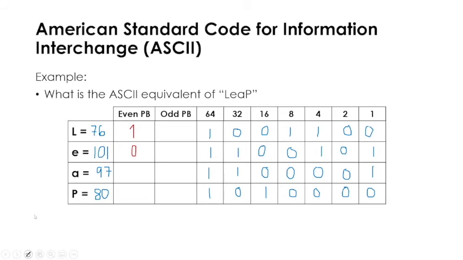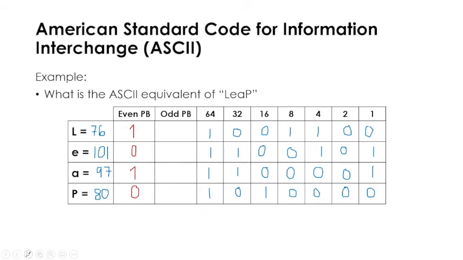Next, for the small letter A, we have 1, 2, and 3. Therefore, our even parity bit will be 1. And lastly, for letter P, we have 1, 2. 2 is an even number, therefore our even parity bit will be 0. So this will be the ASCII equivalent together with this one if we are using the even parity bit.